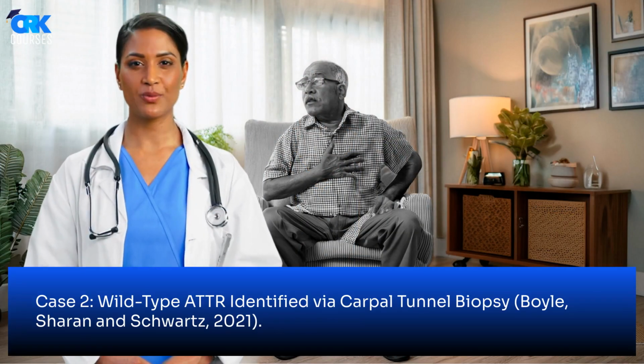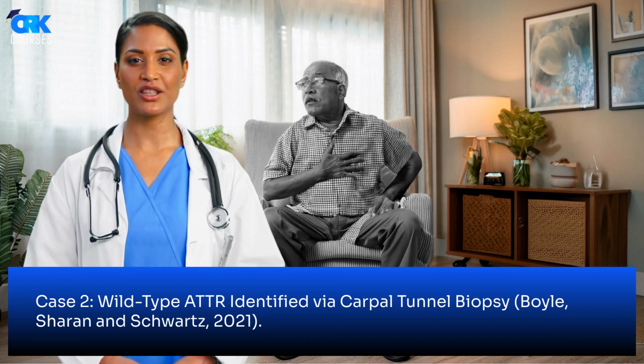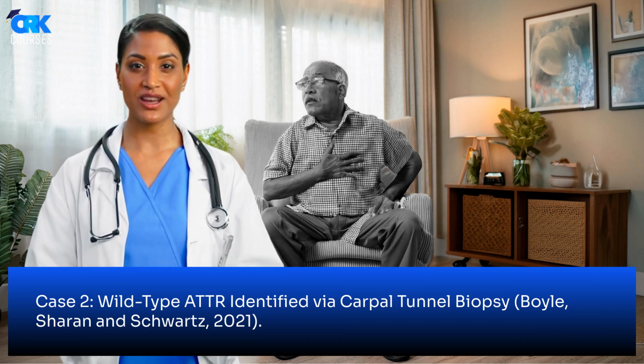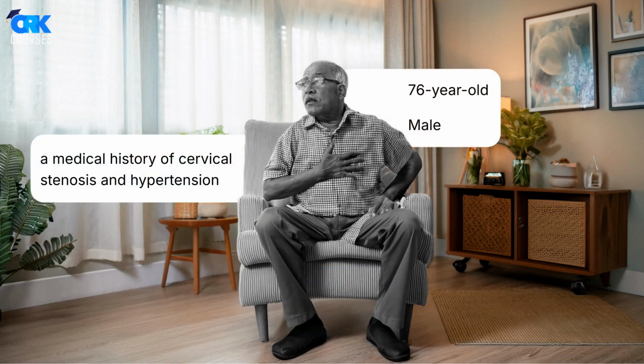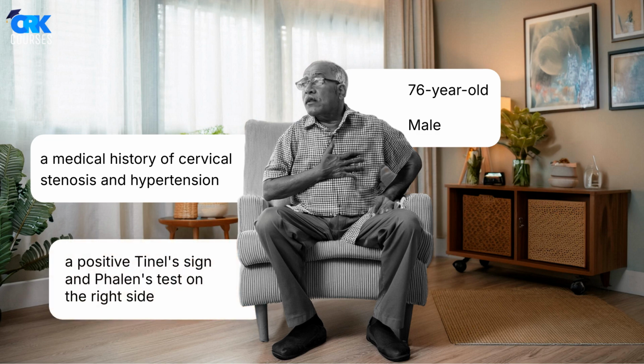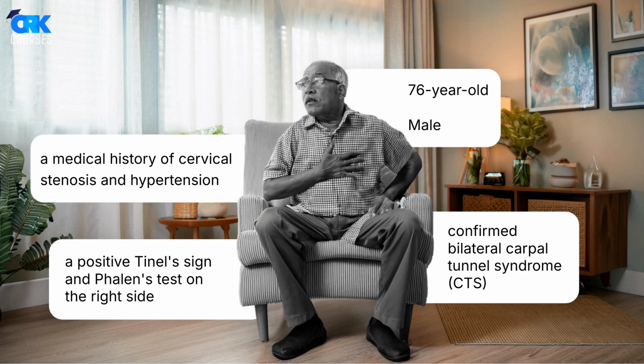In this next case, we'll examine how a routine orthopedic procedure revealed an unsuspected diagnosis of wild-type transthyretin amyloidosis, commonly referred to as ATTR-WT. A 76-year-old male with a medical history of cervical stenosis and hypertension presented with bilateral numbness and pain in the median nerve distribution. On physical examination, Tinel's and Phelan's signs were positive on the right, but negative on the left. Electromyography, EMG, and nerve conduction studies, NCS, confirmed bilateral carpal tunnel syndrome.